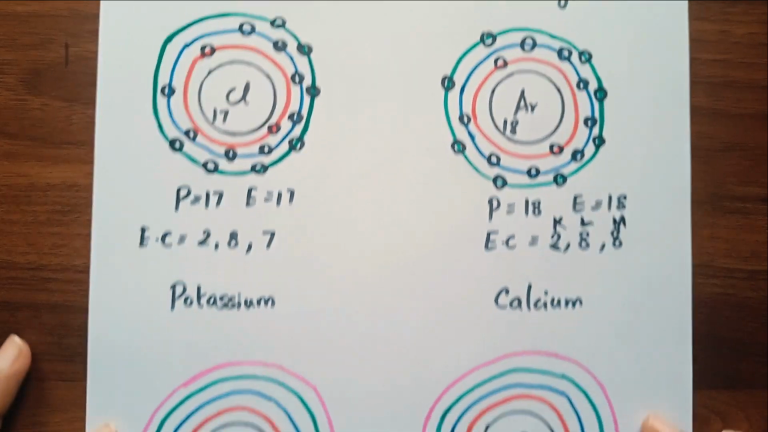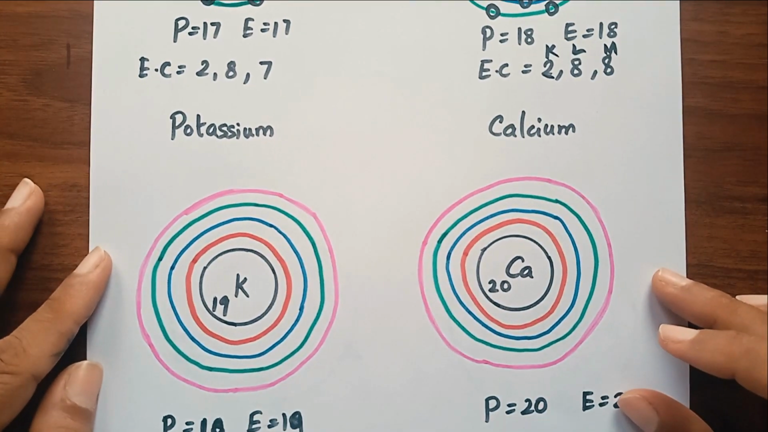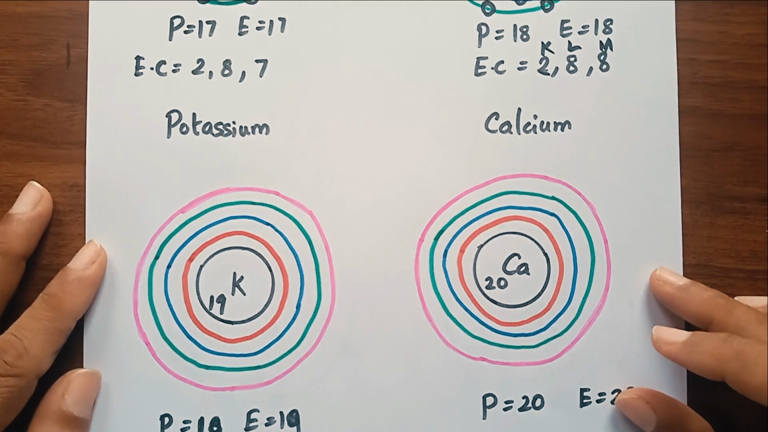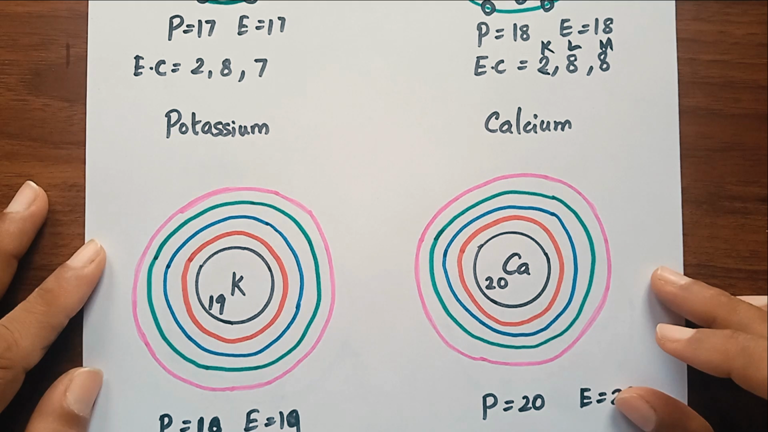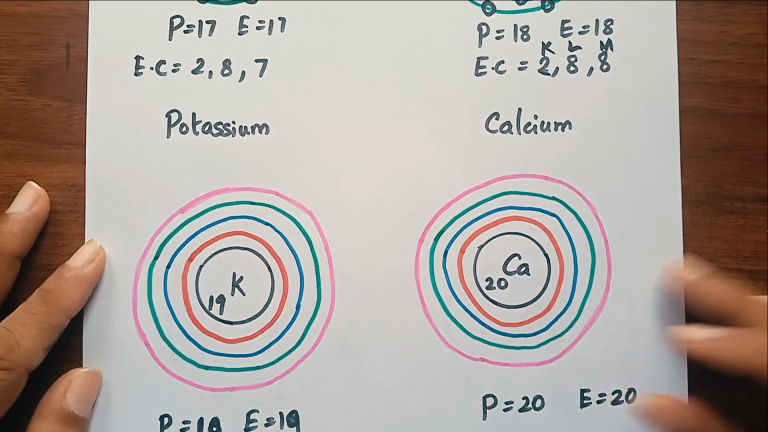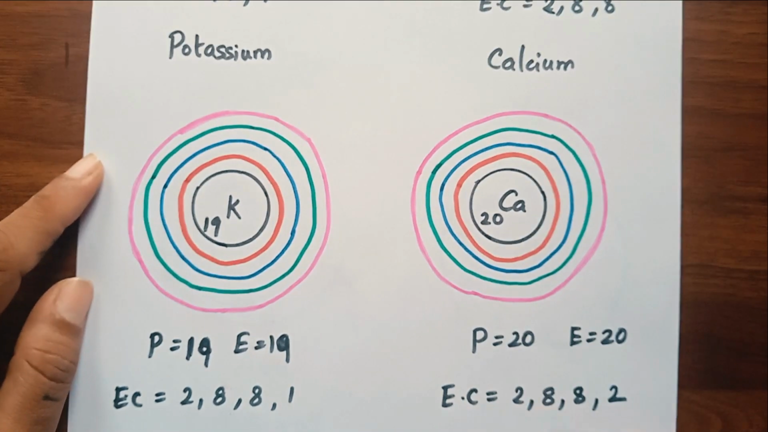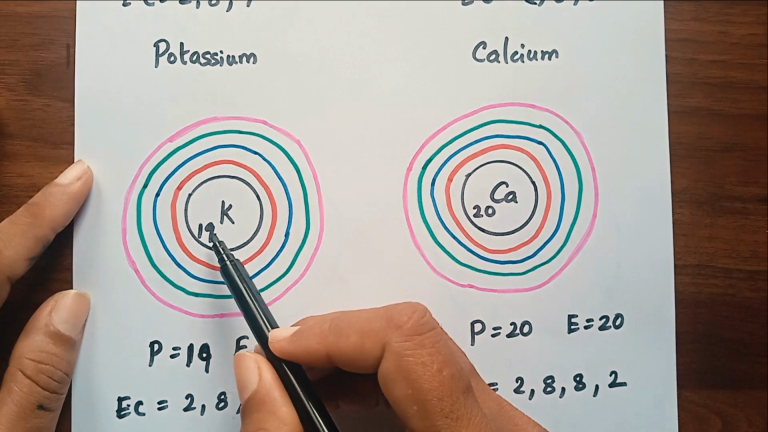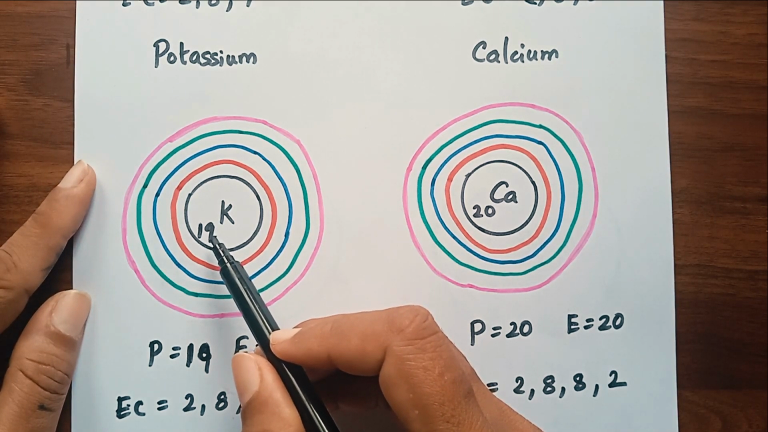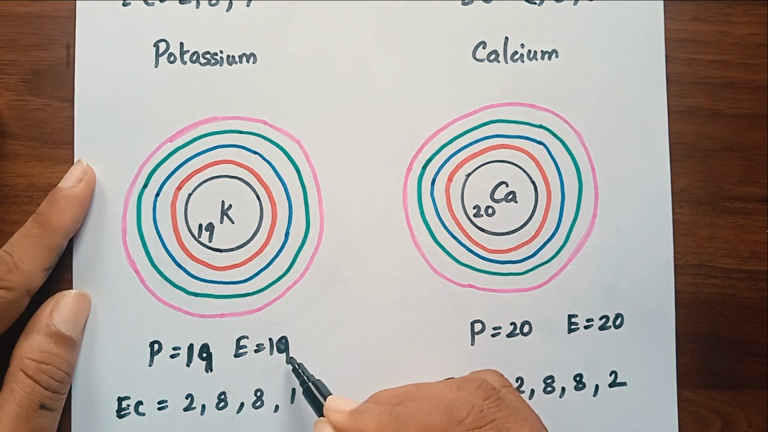Now we'll see potassium. What is the symbol for potassium? It is not capital P, it is K. So remember children, the symbol for potassium is K and not P. Don't confuse. Potassium, the atomic number is 19. So the electrons will be 19.